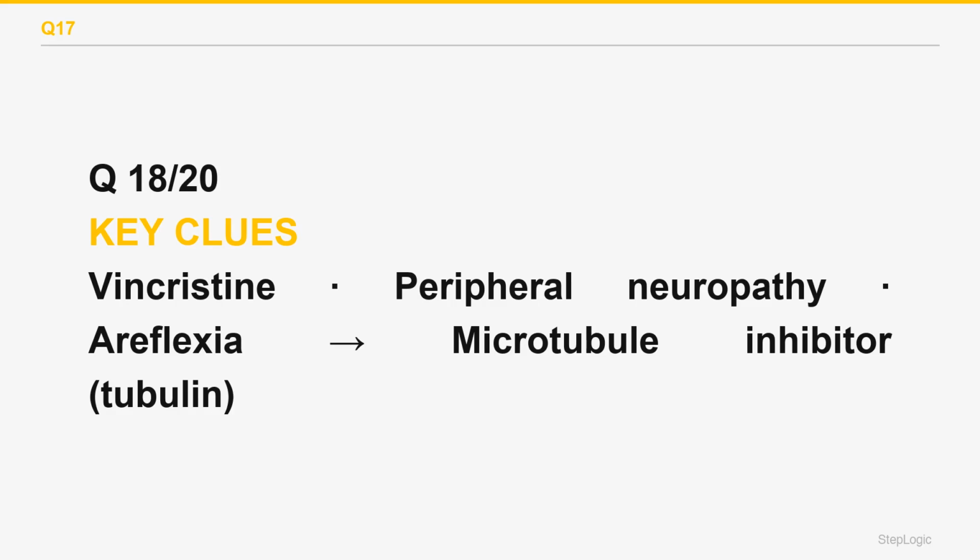Microtubules form the mitotic spindle, so blocking their assembly arrests dividing cells in metaphase, M phase, killing rapidly proliferating cancer cells. But microtubules are also essential for axonal transport in neurons. Disrupting them impairs the transport machinery of peripheral nerve axons, producing the dose-limiting peripheral neuropathy. The tingling, numbness, loss of reflexes, and autonomic effects like constipation are seen here.